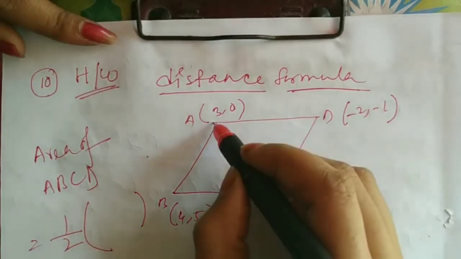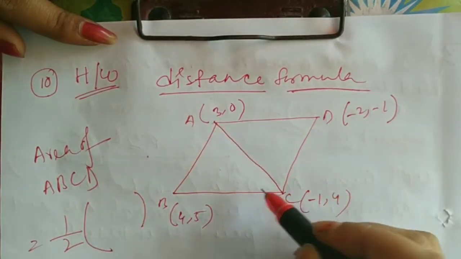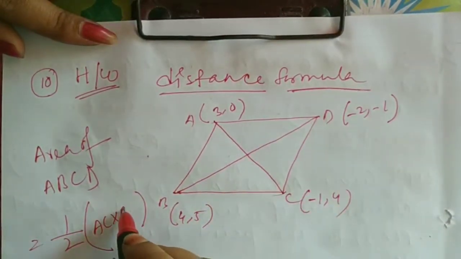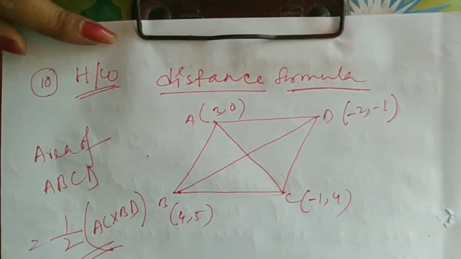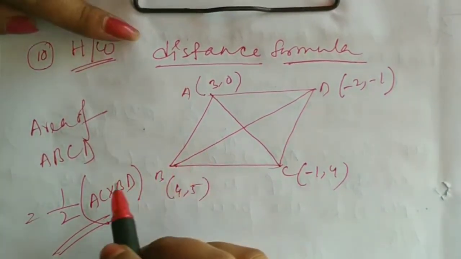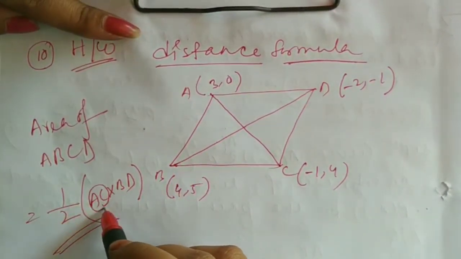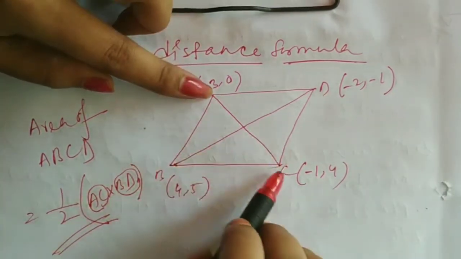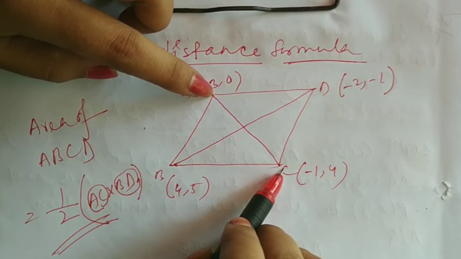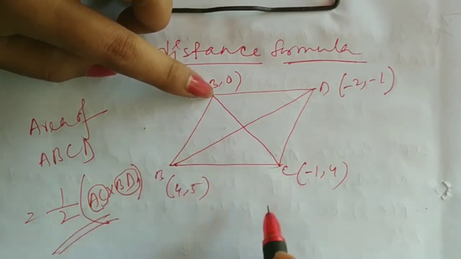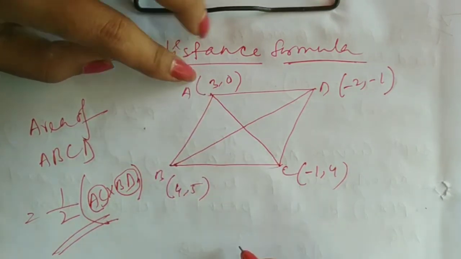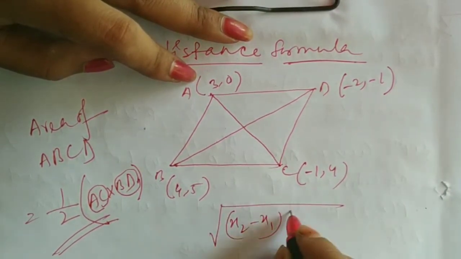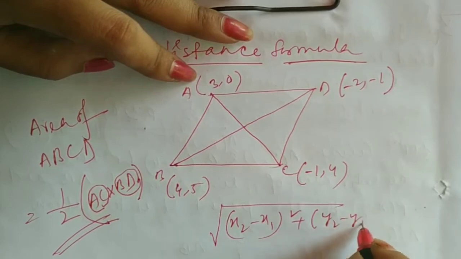That means what are the diagonals here? AC and BD are the diagonals of this rhombus. So half of AC into BD. So this is the area of the rhombus. So here we have to find out AC, find out BD. So in case of AC, find the distance of AC by applying the distance formula. What is the distance formula? Square root of x2 minus x1 whole square plus y2 minus y1 whole square.